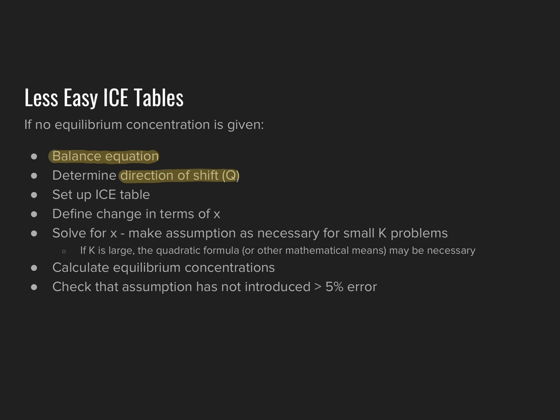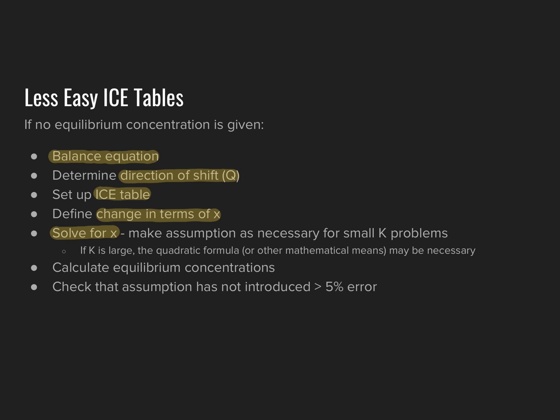Once you have done so, your next step is to set up your ICE table, plug in any given information you've got about the initial concentrations of any species present, and then define the change in concentration in terms of X, paying attention again to the relative coefficients from the balanced chemical equation to determine the relative changes in concentration of each species. At this point, we're then going to solve for X.